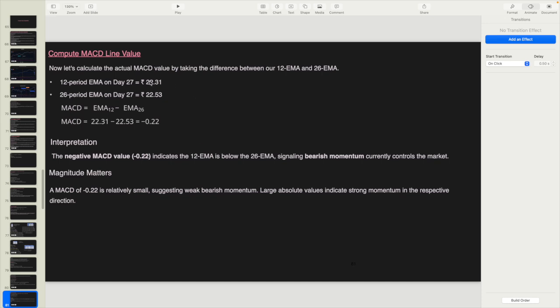Minus indicates a negative trend, so the MACD is in a negative trending movement. You can also see from the value itself that 22.31 is lesser than 22.53. It means the 12 period exponential moving average is below the 26 period moving average. This signals a bearish momentum.